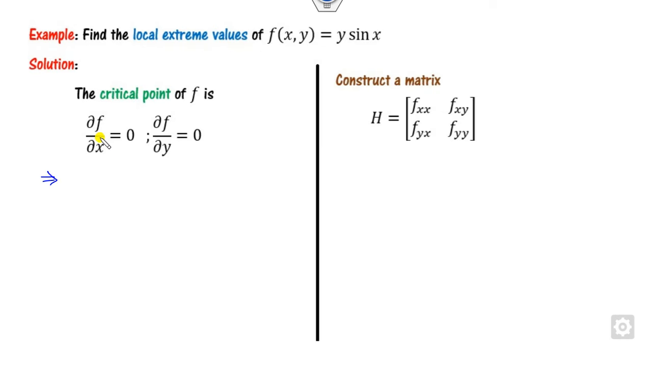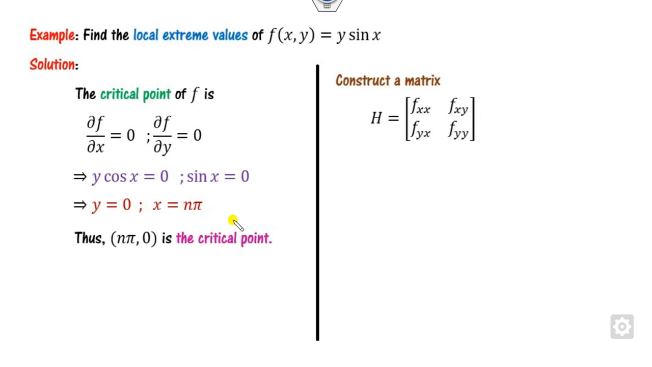What is that? The partial derivative with respect to x is nothing but y cos x equals 0. The partial derivative of this is called the same here. Now what is the meaning of that? From here we can say x is nothing but n pi. When x is n pi, cos of n pi is never zero, so it gives you y equal to 0. So n pi comma 0 is the saddle point.